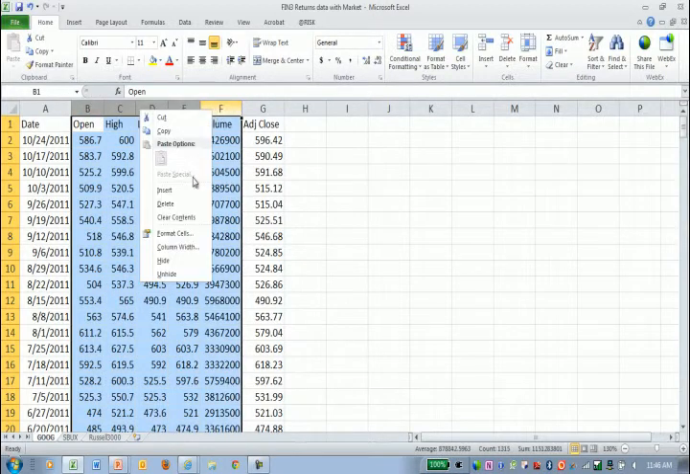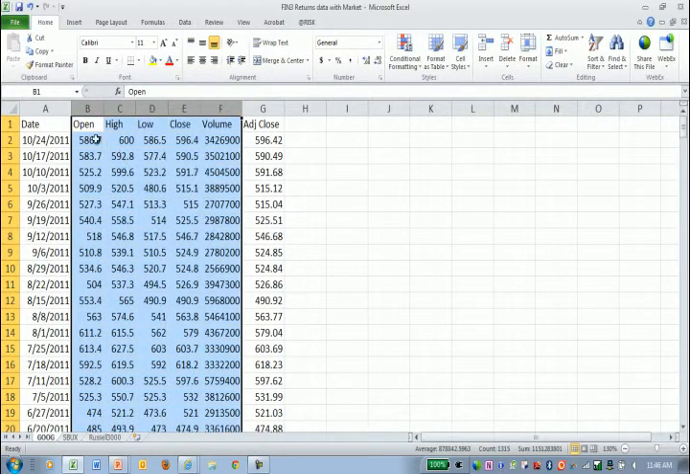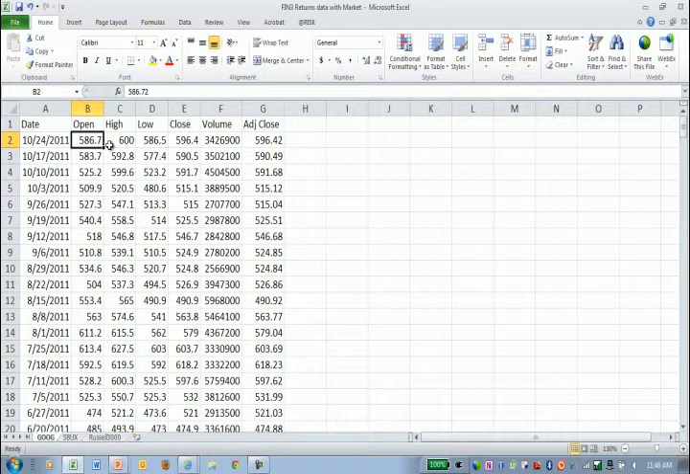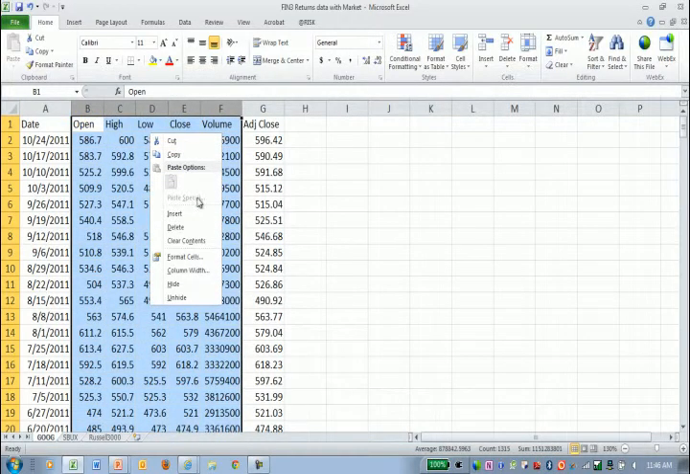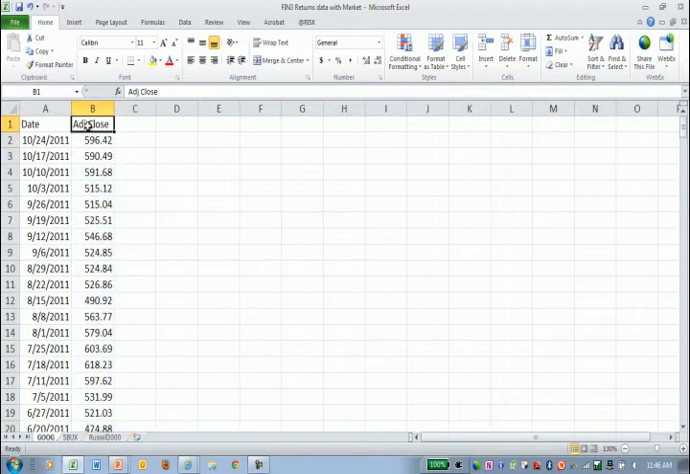So I'm going to delete the first 4 columns. I don't need that stuff, right? So on October 24th, 2011, we opened at 586. The high for that week was 600. The low for the week was 587. Closed at this. And this is the volume. We don't need all that stuff. I'm just going to use the rightmost column, which is called the adjusted close for Google.